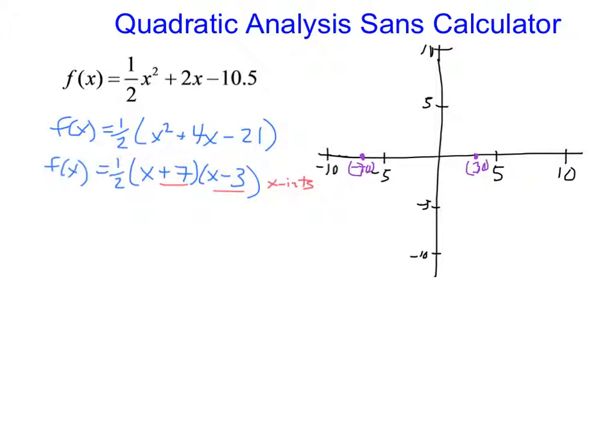Now another thing that we can do is actually get the y-intercept. And actually that was nice enough in this one, that's just in the beginning of the equation there. That's our y-intercept at -10.5. So boop, it's actually (0, -10.5). So this is telling us that it's opening up, which is no big surprise because it's positive 1/2 x squared.